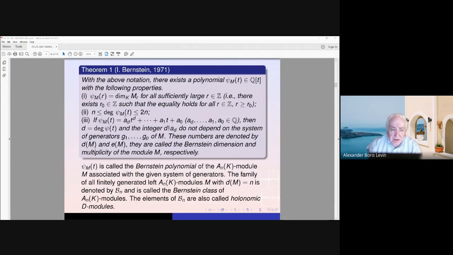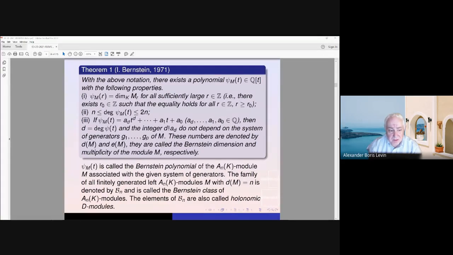Now, if one writes this in this form, so that's a polynomial of degree d, then degree d and this integer, so this is an integer, a_d is a rational number, but when you multiply by d factorial, it's an integer. It doesn't depend on the system of generators of M. So it's a characteristic of the module. So this is a polynomial associated with a system of generators of a module that carries some numbers that do not depend on the choice of generators. So those are characteristics of modules.